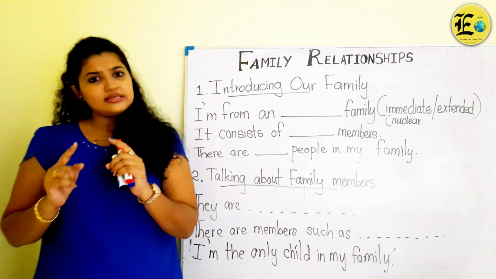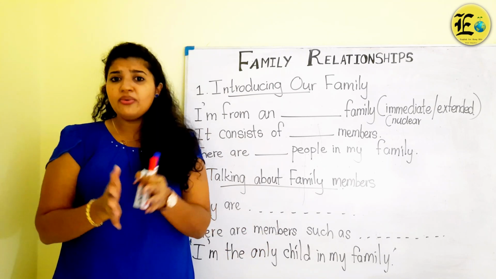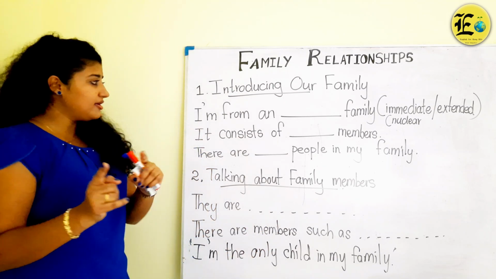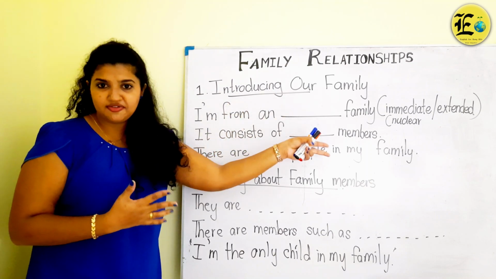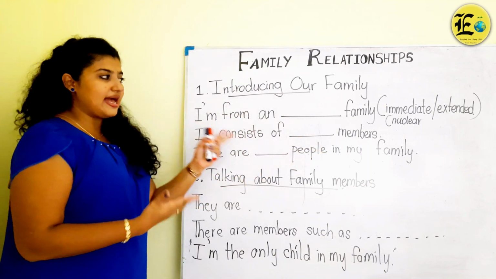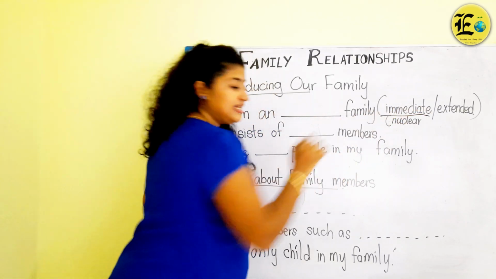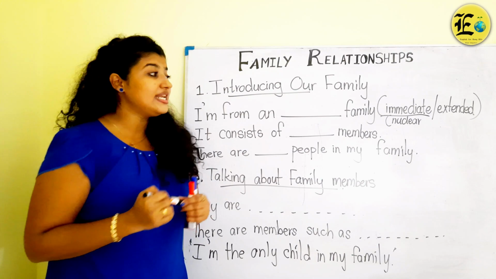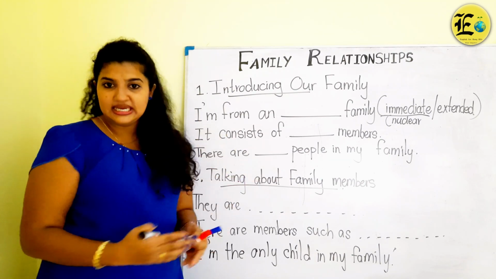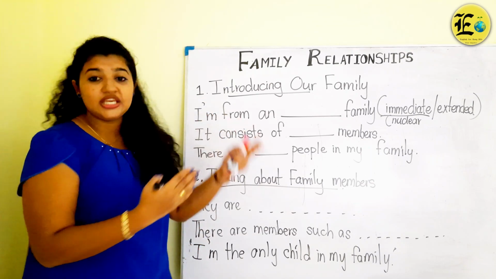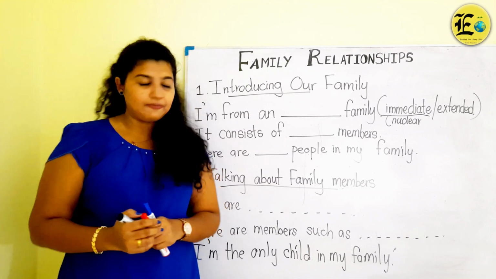First, you have to talk regarding where you come from, whether it's an extended family or an immediate family. So to talk about that, use this phrase, I'm from an immediate family or I'm from an extended family. Now here, instead of immediate, we can also use the word nuclear. Nuclear is also another name given for immediate. So you can say, I'm from a nuclear family, or you can say, I'm from an extended family.